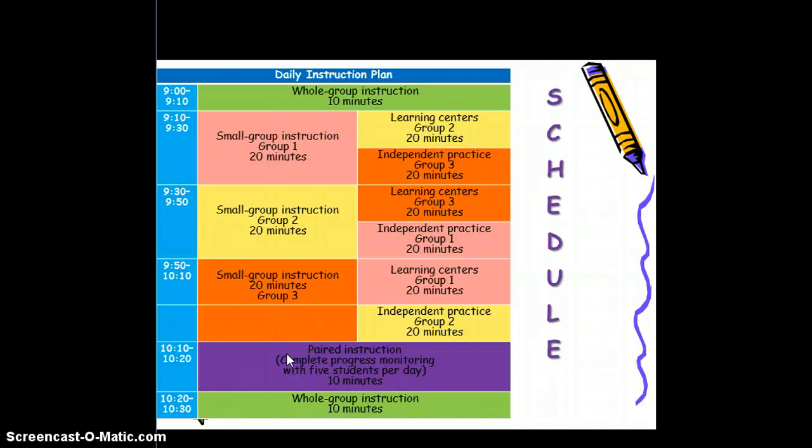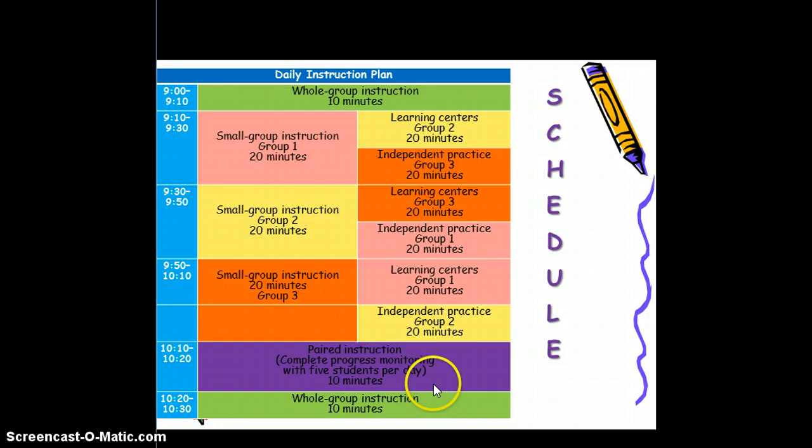The class then moves into some paired instruction time, and the teacher is doing the progress monitoring with 5 of the students each day. So remember, you've identified some of the students that are candidates for Tier 1 interventions, and part of the intervention plan is that you're doing these frequent ongoing assessments. So you're keeping this portfolio of assessment on the students, and so that has to happen. It has to be built into that day at some time.